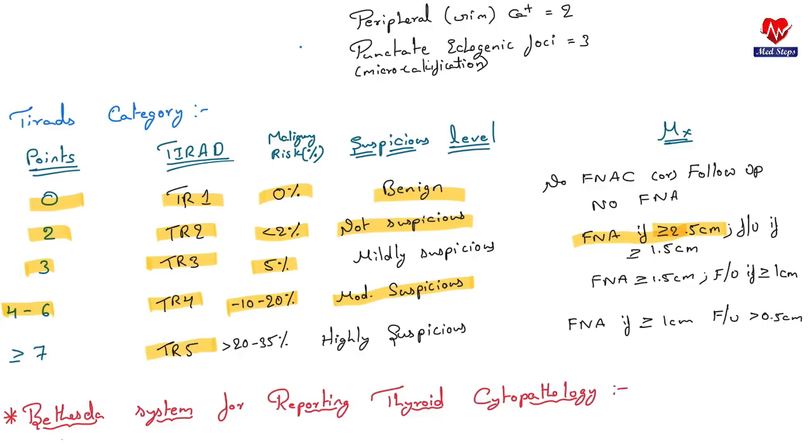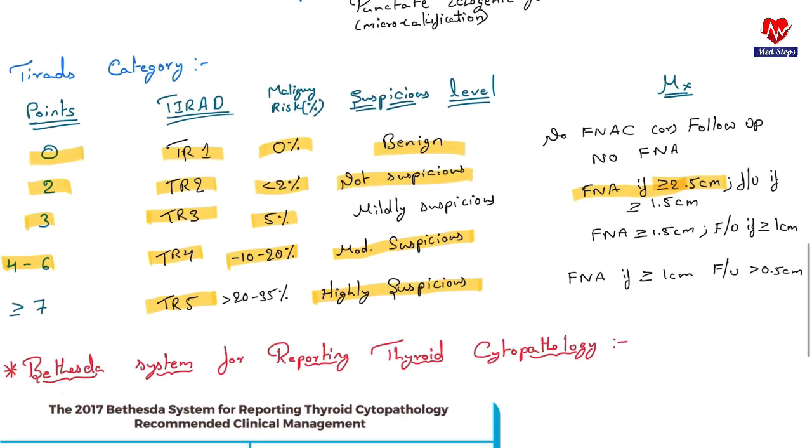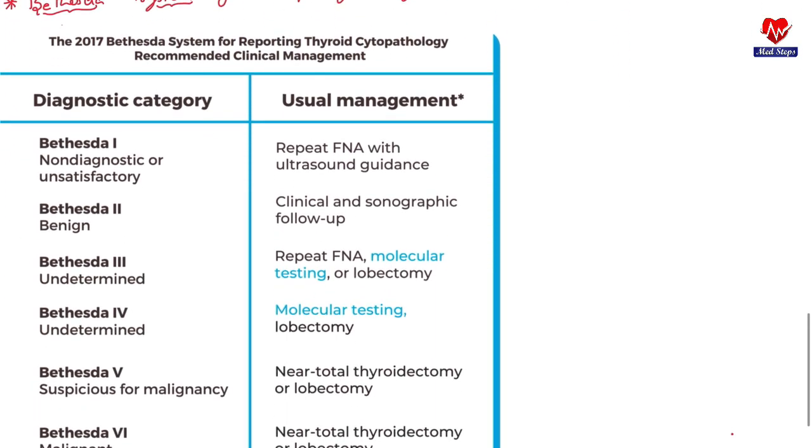Then you can see TI-RADS 5, with points greater than or equal to 7. The malignancy risk will be greater than 20 to 35%, which is highly suspicious. Fine needle aspiration if greater than or equal to 1 centimeter, and follow up if greater than or equal to 0.5 centimeters. After doing fine needle aspiration cytology, we have to send that report for Bethesda. For cytology, they will give the Bethesda classification. This is the Bethesda System for Reporting Thyroid Cytopathology.